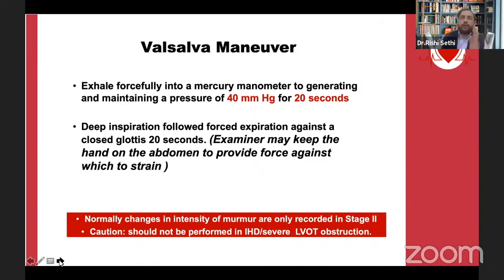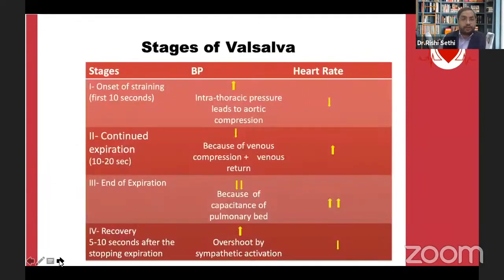So when you do it for 20 seconds, you break the 20 seconds into the first 10 seconds and the next 10 seconds, and the various phases of Valsalva are defined according to the sustenance of this pressure for 20 seconds. Normally, changes in intensity of the murmur and heart sounds are recorded only in stage 2, and Valsalva is contraindicated in severe ischemic heart disease and very, very severe LV outflow obstruction.